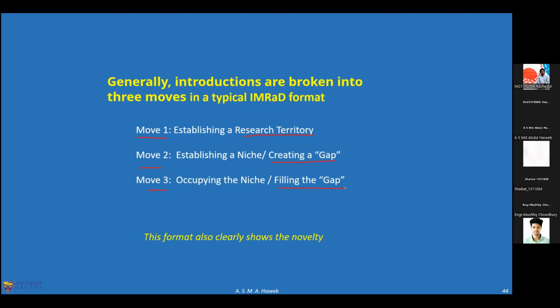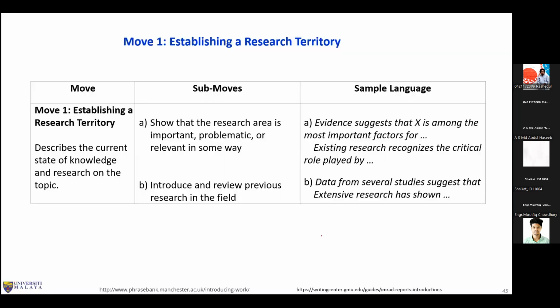And if you write it in this way, then novelty will be very clear. So what is new in your work? So the reader will understand it in an easy manner. So I show you some examples of this type of tactics. So the first move is to establish your research territory, which means that you describe the state of the knowledge, the latest knowledge in the research that is available in the literature.